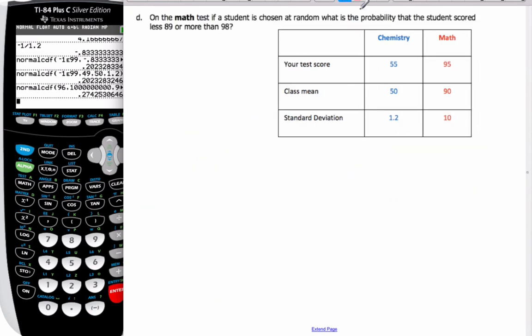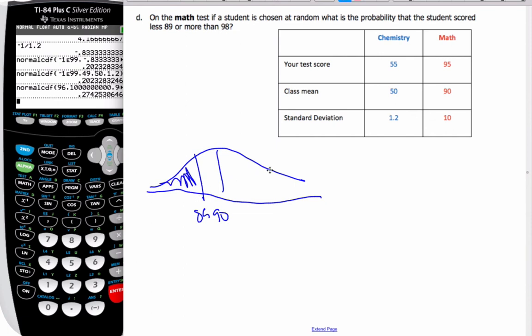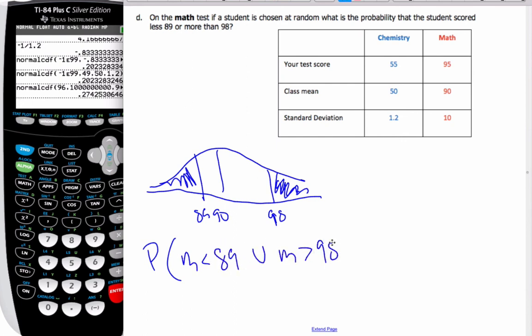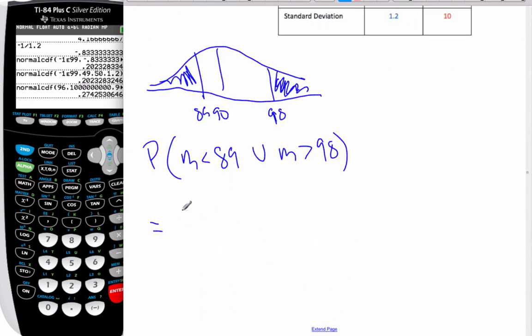On the math test, if a student is chosen, what's the probability the score is less than 89 or more than 98? Here's my lovely normal curve. I want less than 89, so here's this area, and more than 98. Here's 98, and I need this area. I want to write this out, and I still have math as defined, so I can use M. I want M less than 89 union M greater than 98. I can also say that's the same as 1 minus all this inside probability, so 1 minus the probability that 89 is less than M, less than 98.